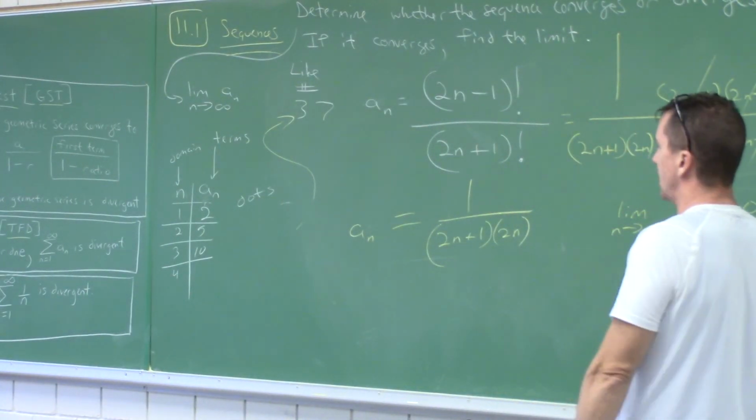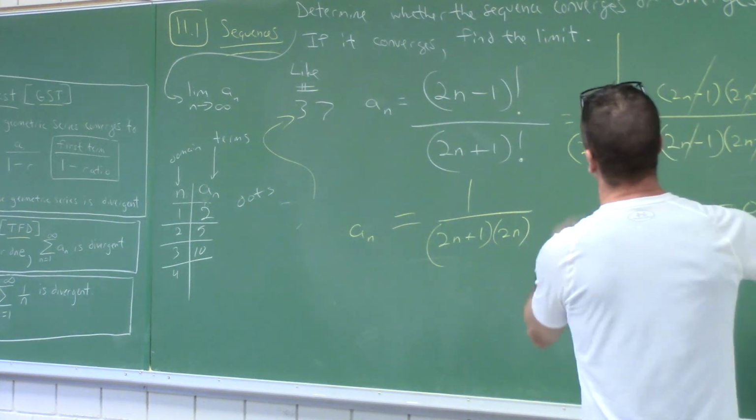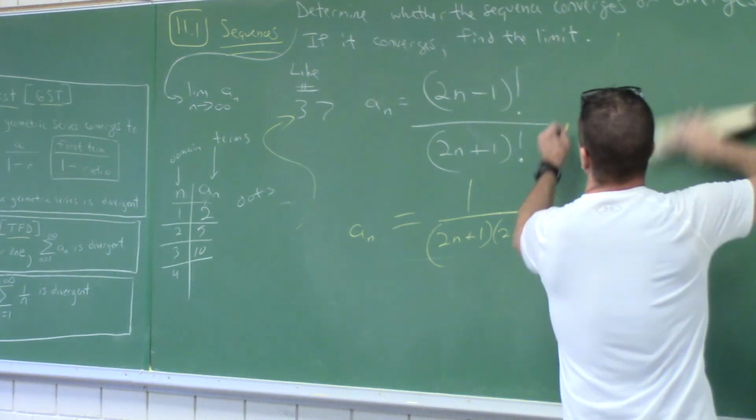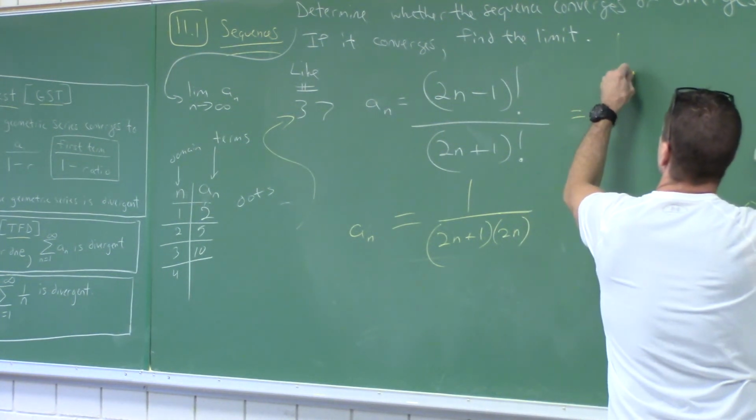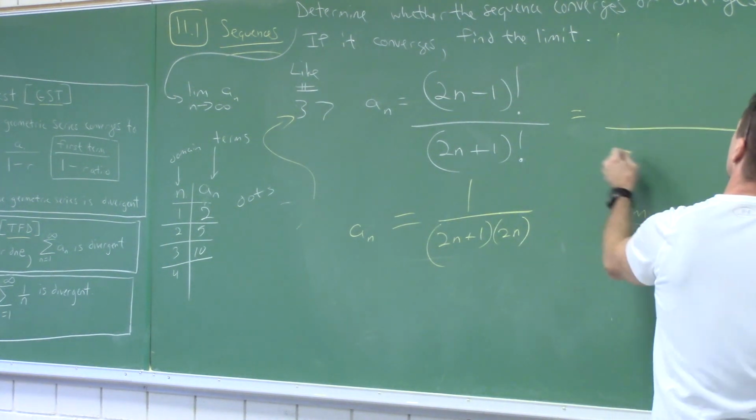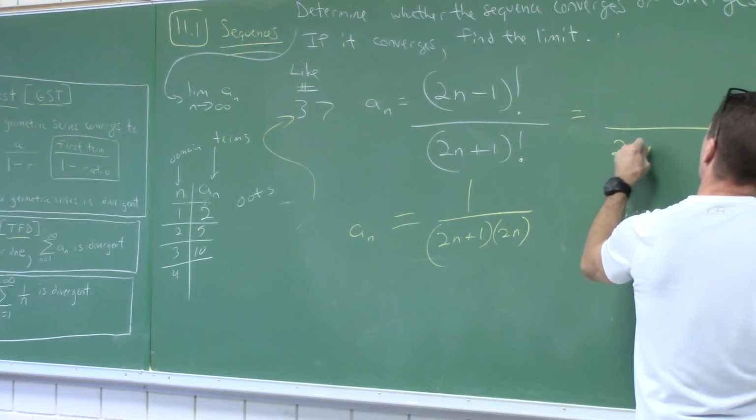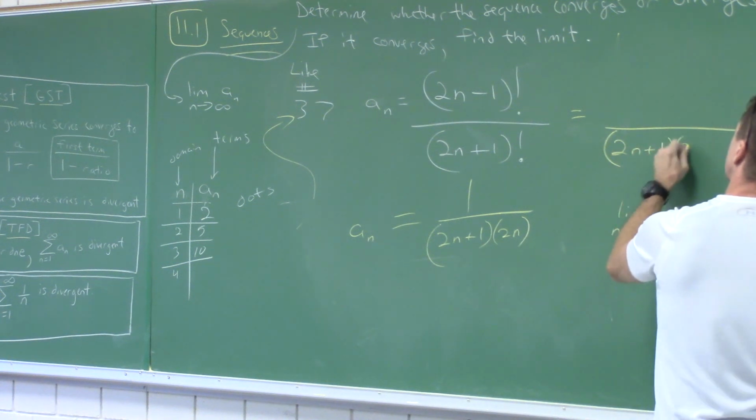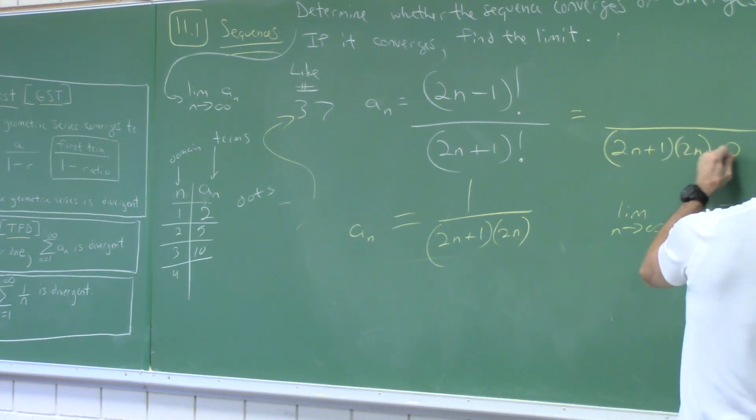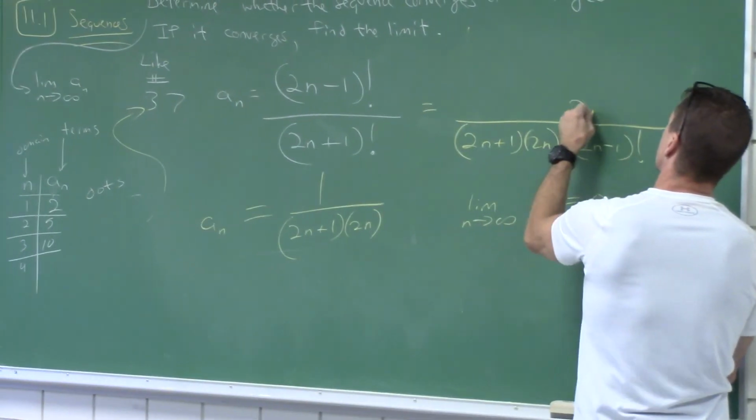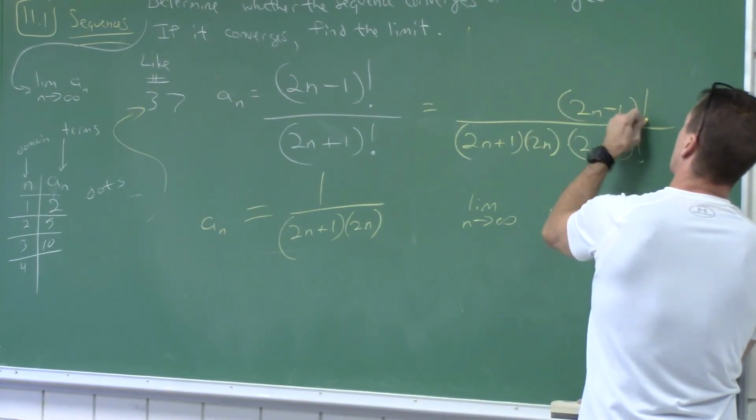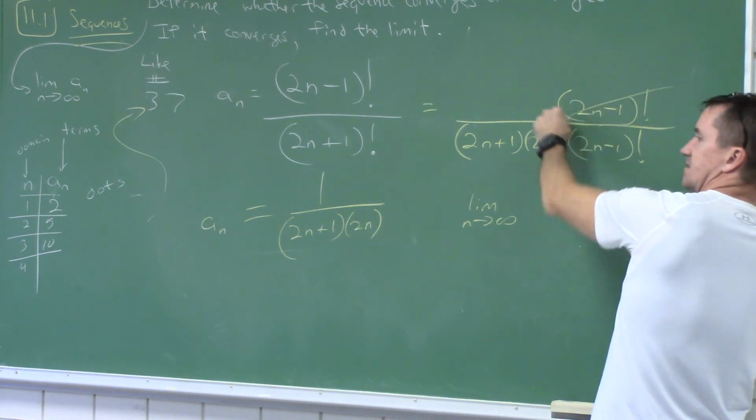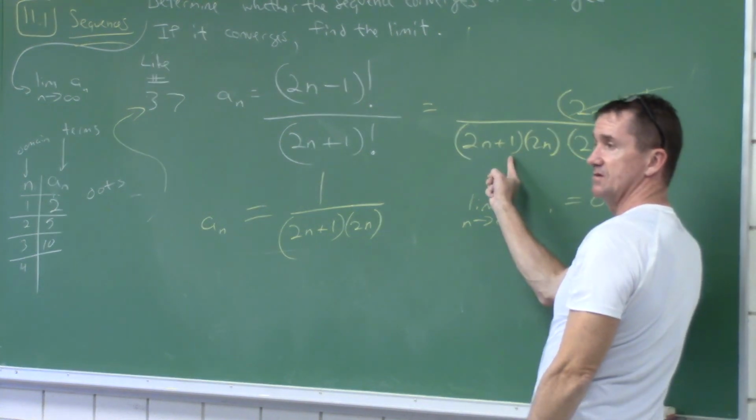Someone might have looked at this graphically, right? Again, how would the author write this? He would say this is equal to 2n plus 1 times 2n times 2n minus 1 factorial, and then he would show what cancels. That this just did what? See? Notice I don't have factorials on it.